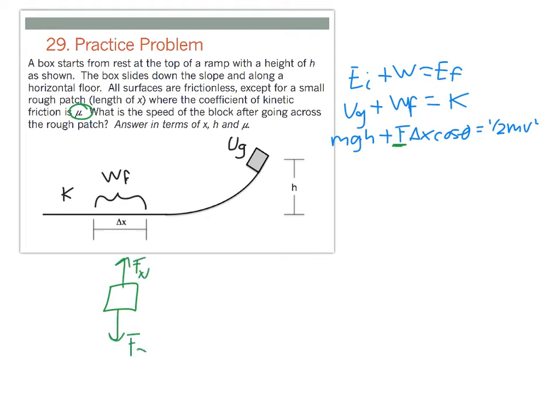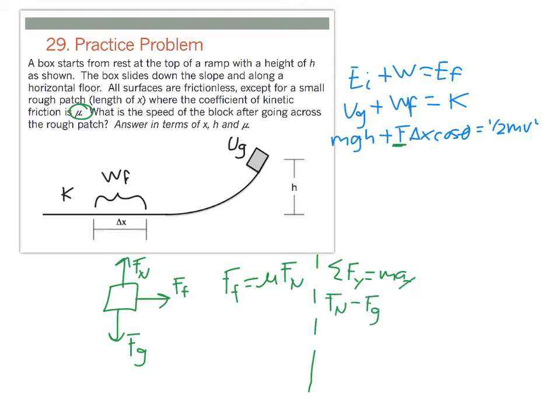So I have the normal force going up, gravity going down, and the force of friction going to the right. I know that that force of friction, which is what I'm looking for, is equal to mu times my normal force. And if I think about my y forces, I have no acceleration in the y direction, so that means that Fn minus Fg equals 0. And so my normal force is just equal to mg, which I can then use to get an expression for my force of friction. My force of friction is just going to be mu times m times g.